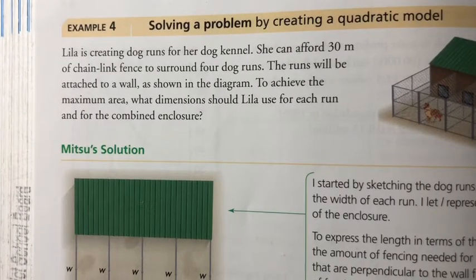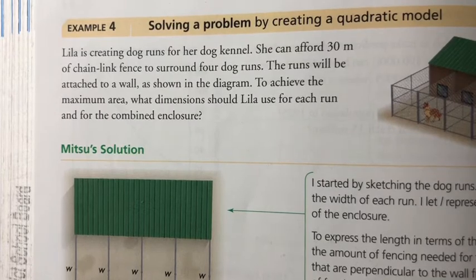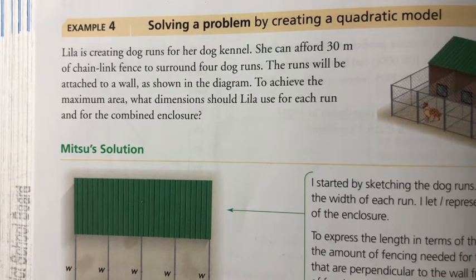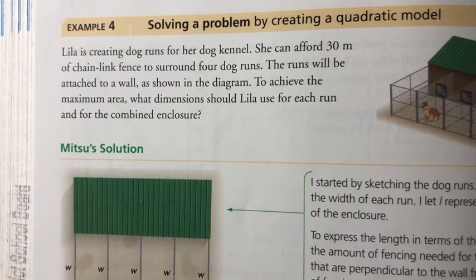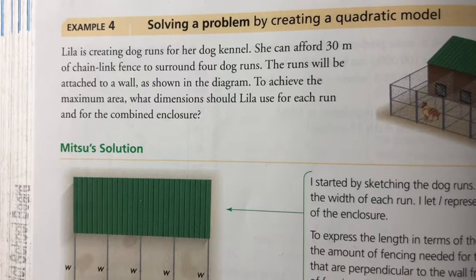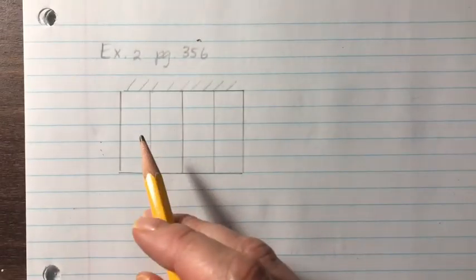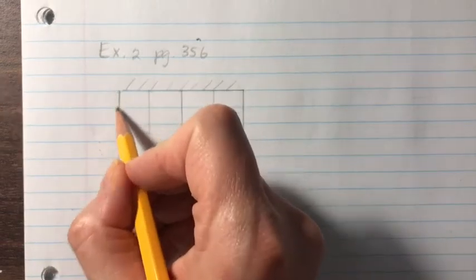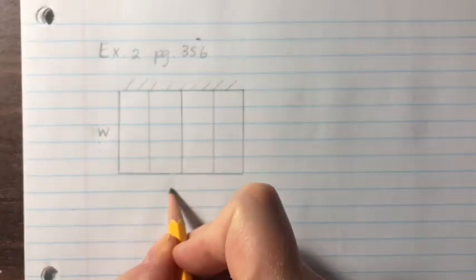Here's another example on page 356. It says Lila is creating dog runs for her dog kennel. She can afford 30 meters of chain link fence to surround her 4 dog runs. The runs will be attached to a wall as shown in the diagram. To achieve the maximum area, what dimensions should Lila use for each run and for the combined enclosure? So here's a sketch of the 4 dog runs. I have a rectangle here, and this will be the width of the rectangle, and this will be the length.